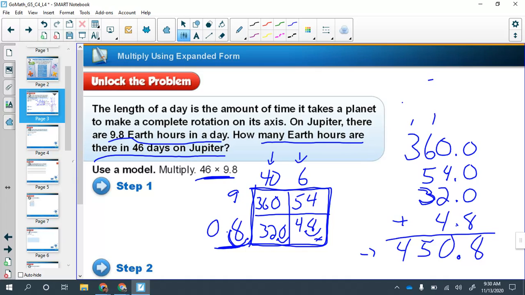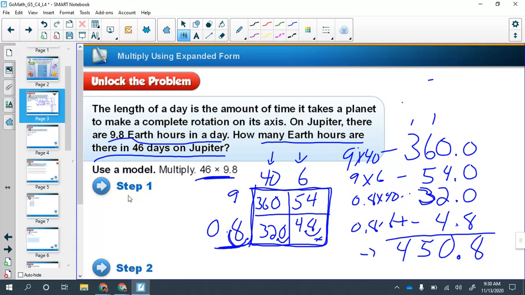450 and 8/10, right? This top number up here is 9 times 40. This next number, that was 9 times 6. We move down. This is 8/10 times 40. And this number down here was 8/10 times 6, right? So all of these pieces have been multiplied together, and then we added them.